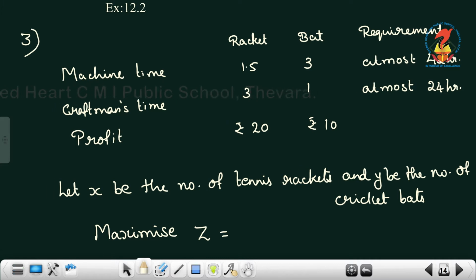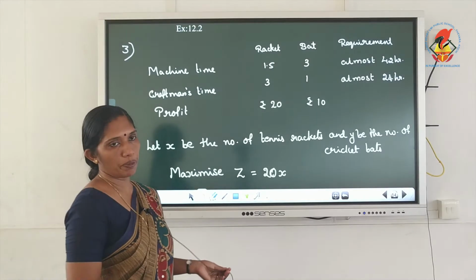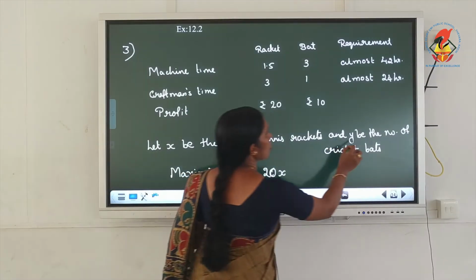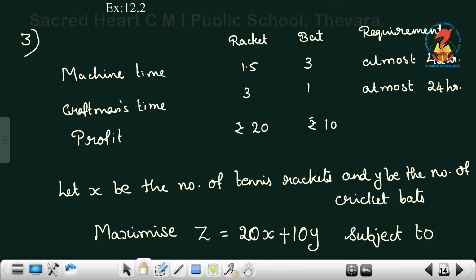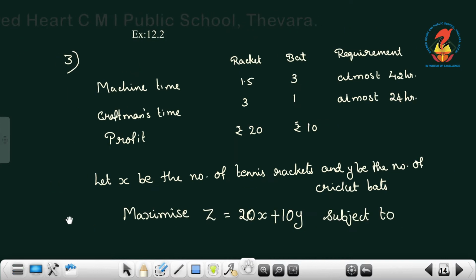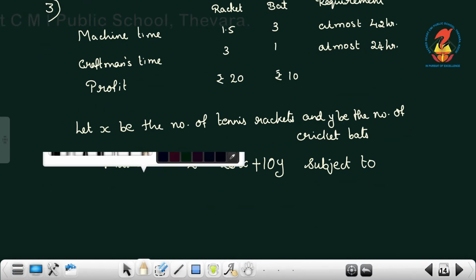Look, the profit is 20 rupees for one tennis racket, so for x rackets it is 20x. And for one cricket bat the profit is 10 rupees, so for y cricket bats it is 10y. The total profit means we have to add these. This is known as the objective function. Then we have to find the maximum value of this function subject to certain conditions, certain inequalities, which are known as constraints.